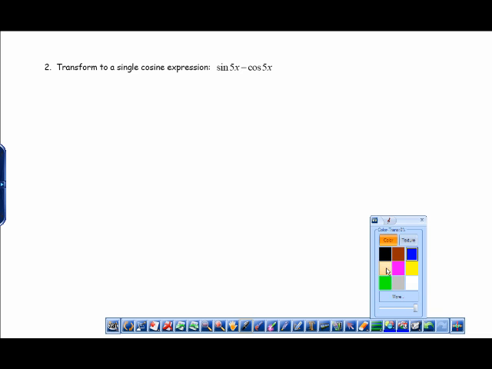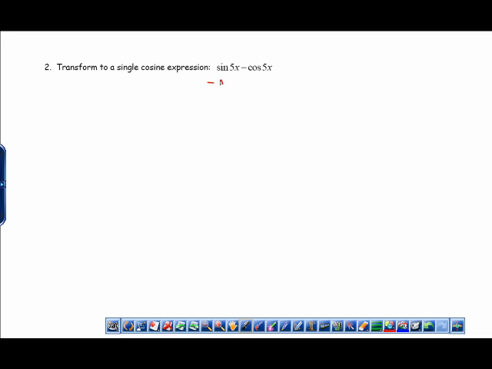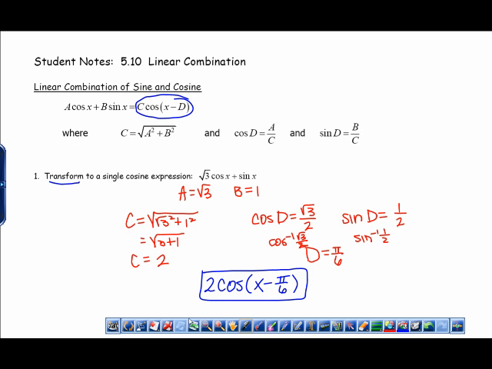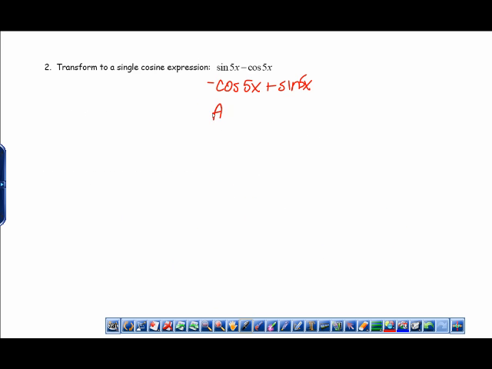Let's do the same thing. Notice that x here is 5x. Don't let that trip you up too much. But one thing that I'm going to do is rewrite this into cosine 5x plus sine 5x. The reason I wrote it this way is if you look on the left-hand side of the equation, cosine is first, or cosine has the a. So here, a equals -1 and b equals +1. You didn't have to rewrite it to figure that out, but it helps.